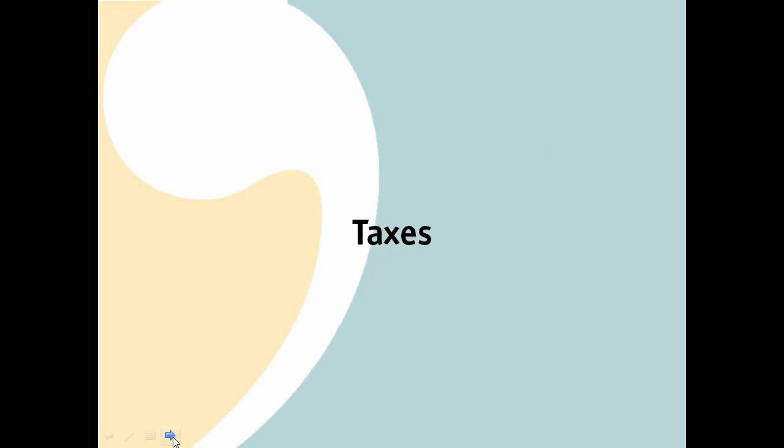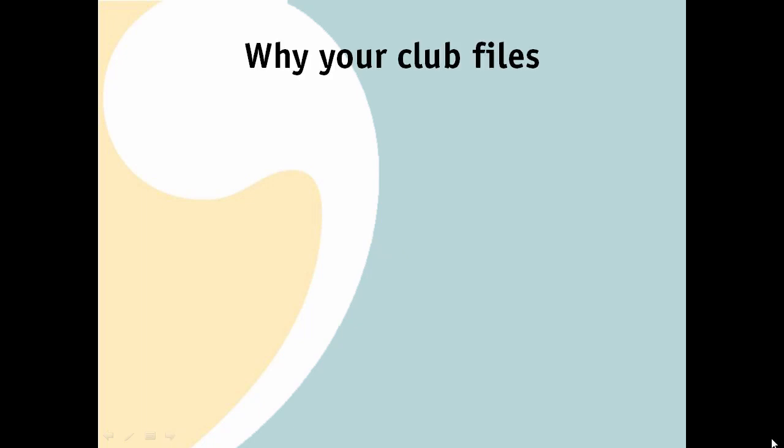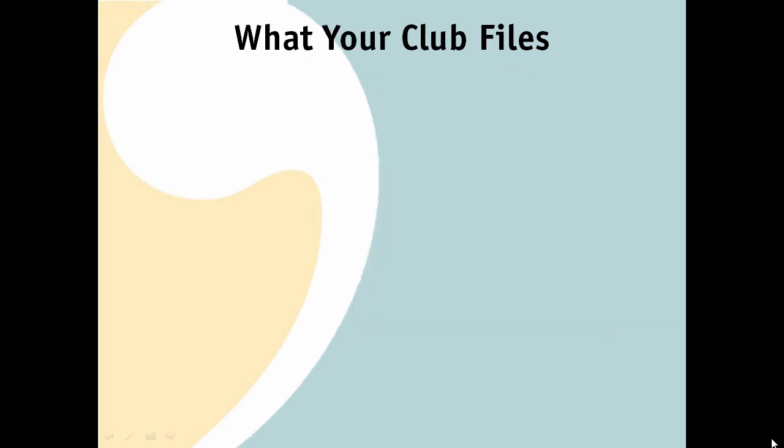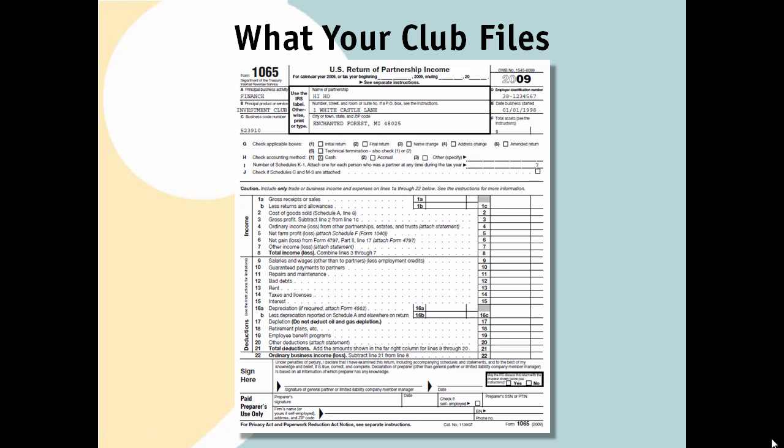The other annual job you'll have is preparing your club's taxes. If you have income, the IRS wants their share. We need to follow their rules on how to track and report it and pay taxes on it. Your investment club is a partnership, and the tax form you file is called a 1065 form. It is what is called an informational return. Your club does not have to pay taxes directly.